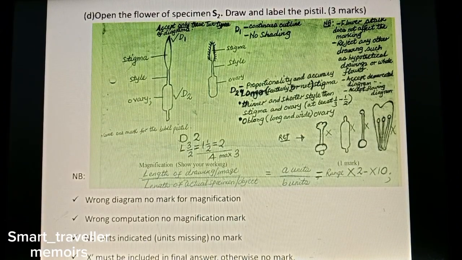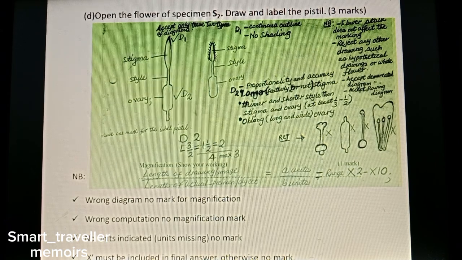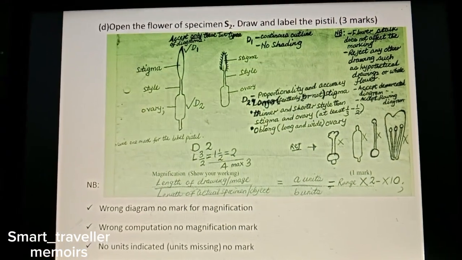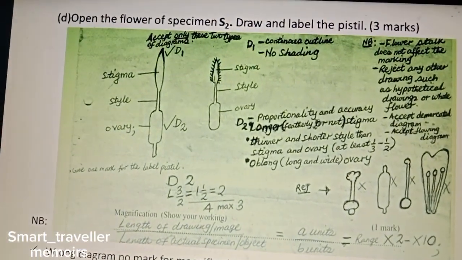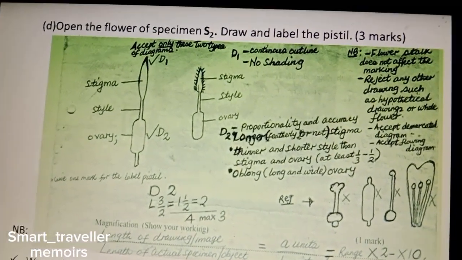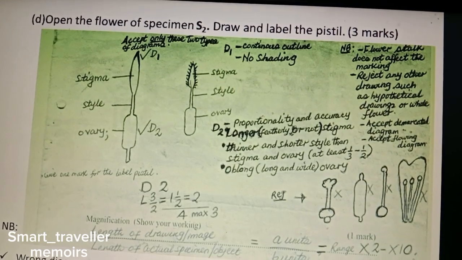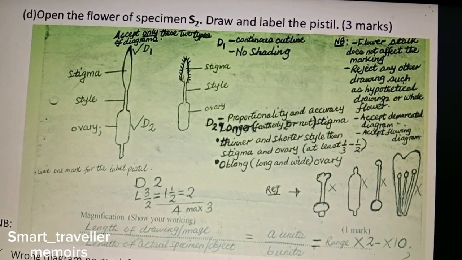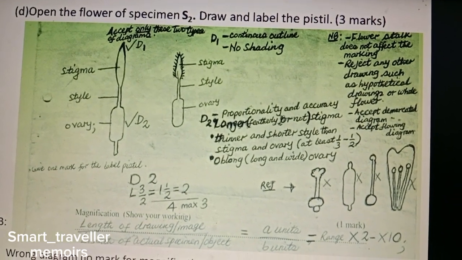So open the flower of specimen S2, draw and label the pistil. The pistil is there. You can see it very clearly. All right. I can move the camera a bit nearer so that you can see. And you can see stigma, style, ovary, D2 and D1.